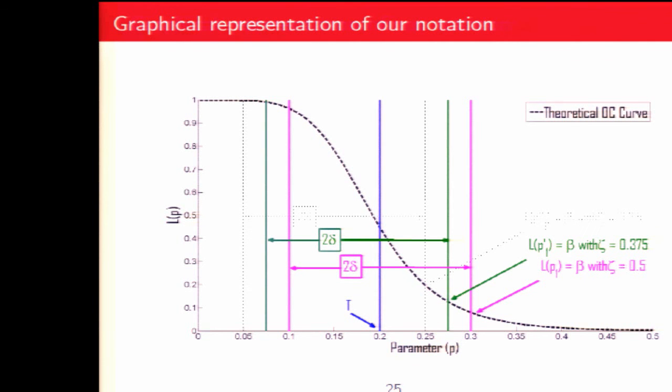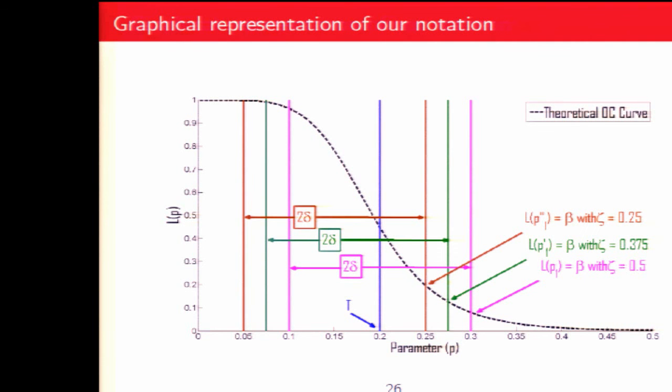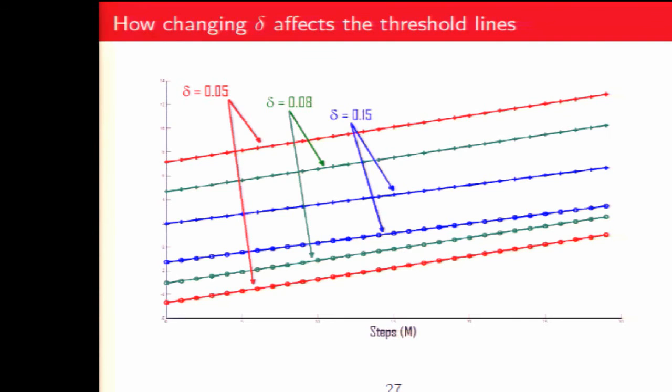And as I increase the zeta, you'll see that that same indifference region with the same width just starts sliding in one direction or another. And so what zeta does is move the center of the indifference region, whereas delta makes the indifference region wider and smaller.